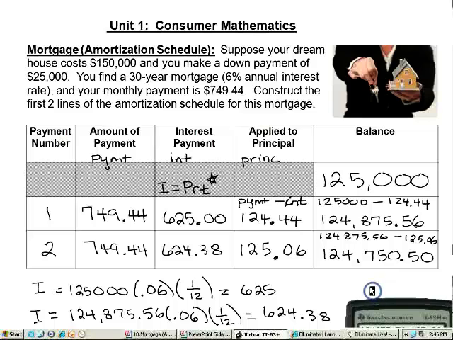Now, if you have a 30-year mortgage and you make a payment every month for 30 years, you're going to have 360 payments, so there would be a total of 360 lines in the amortization schedule. However, this is a process that can be easily programmed into a spreadsheet software application, and it can create all 360 lines of the amortization schedule very quickly.